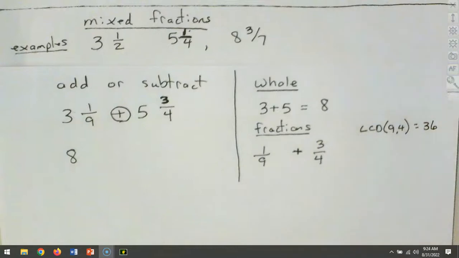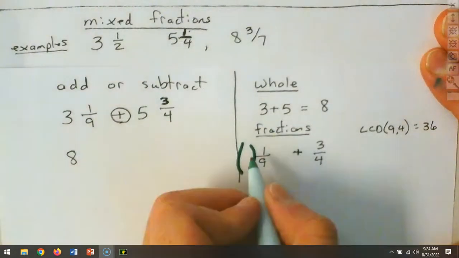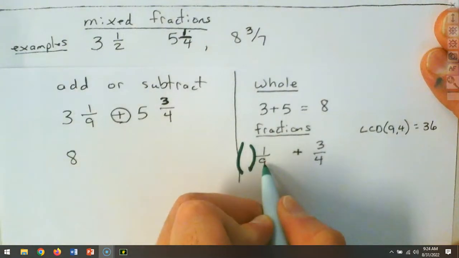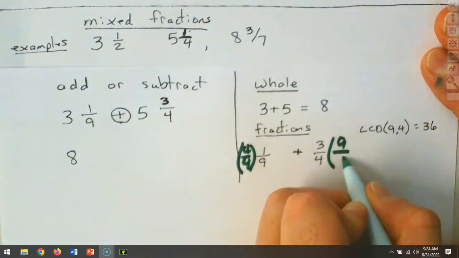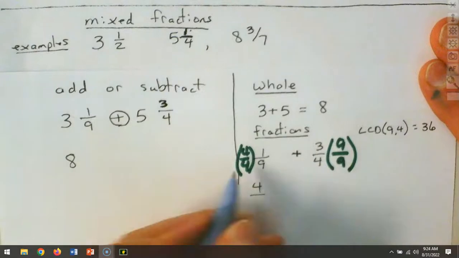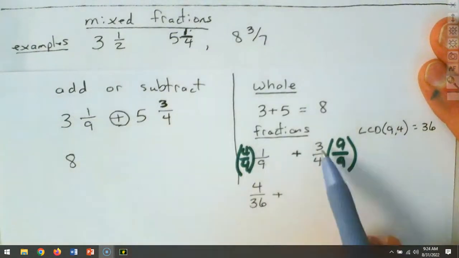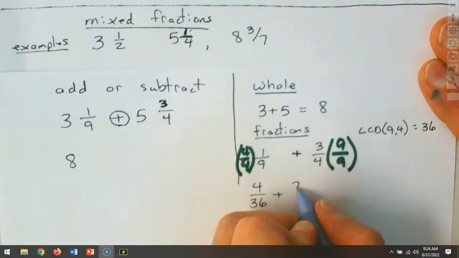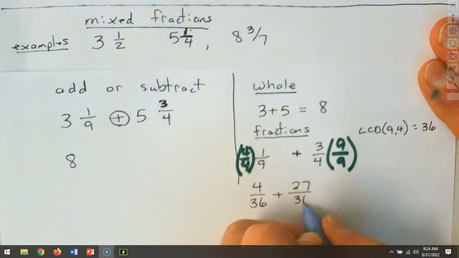Now we need to get our common denominator. So we have 9's down below here, so we need a 4 over 4. And for this one, we need a 9 over 9. Now we're going to multiply. 4 times 1 is a 4. 4 times 9 is a 36. 9 times 3 is a 27. 4 times 9 is a 36.